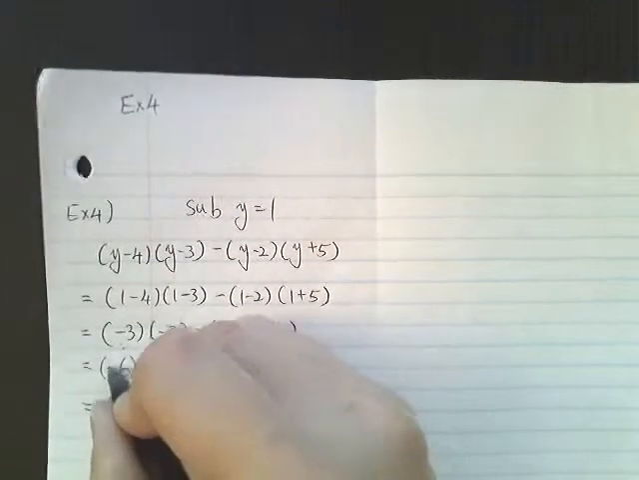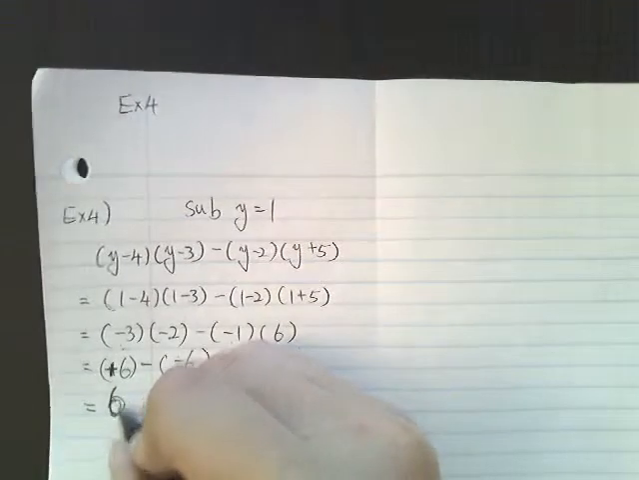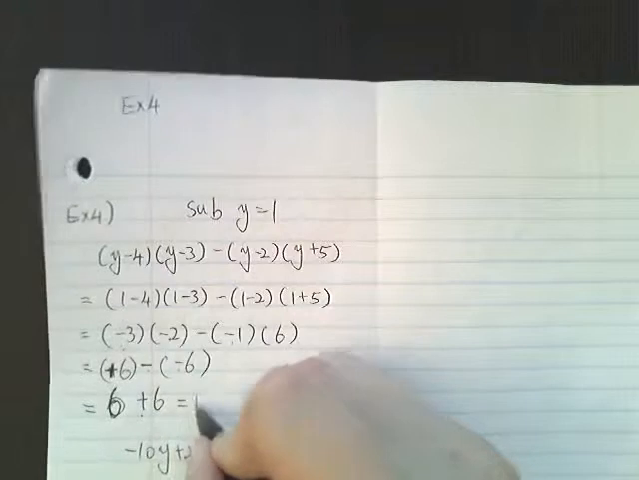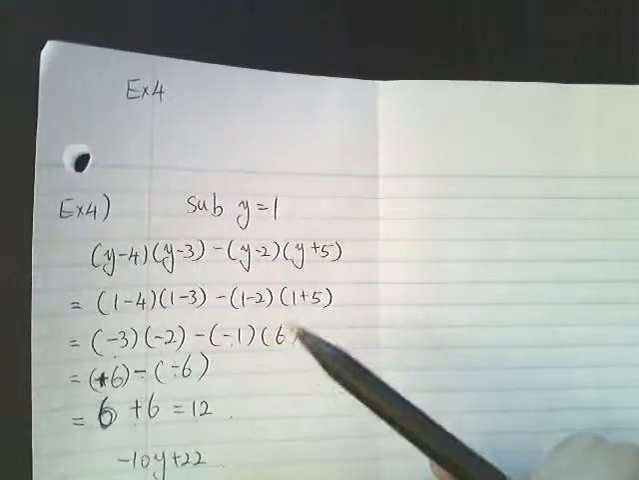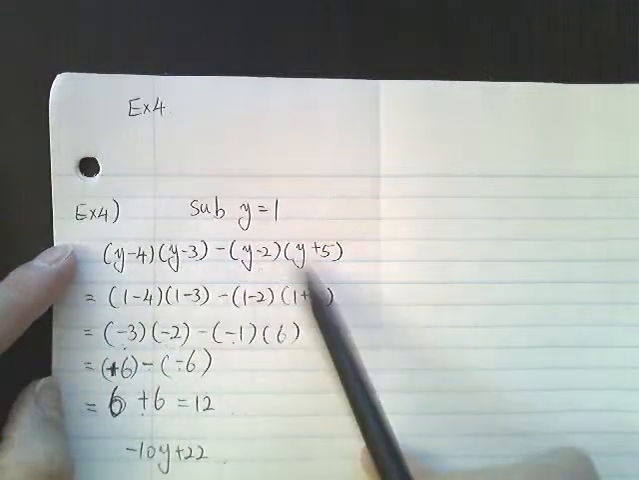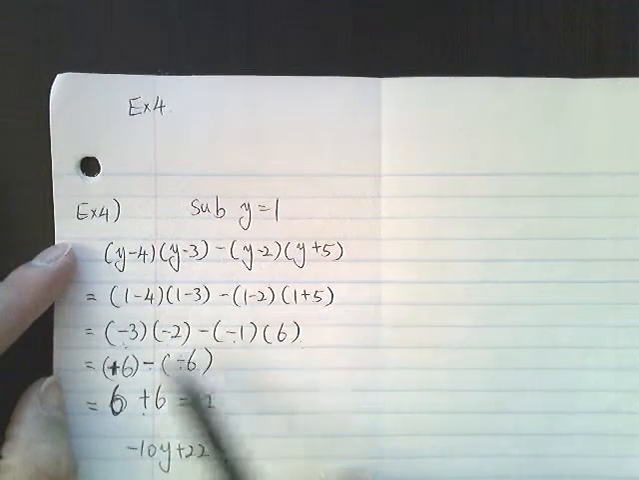Negative 3 times negative 2 is positive 6. Sorry, it is my mistake. So it is actually 6 plus 6. Since it's negative, it is 12. Again, we just put 1 into y's. We get 1 minus 4, 1 minus 3, 1 minus 2, and 1 plus 5.